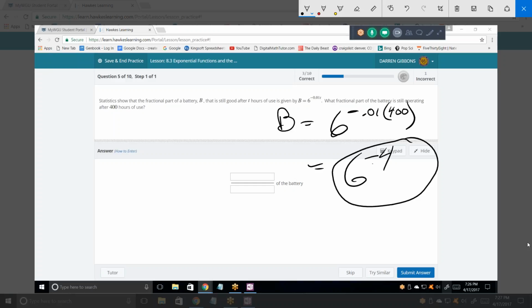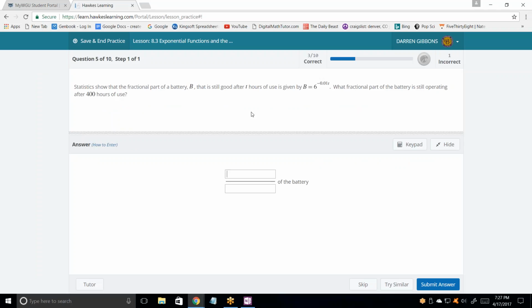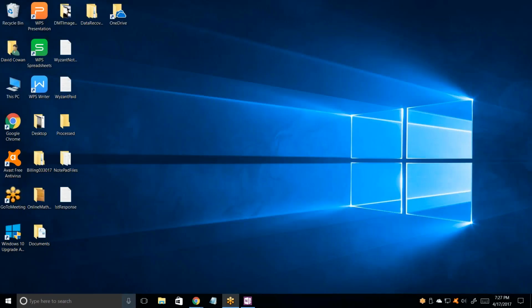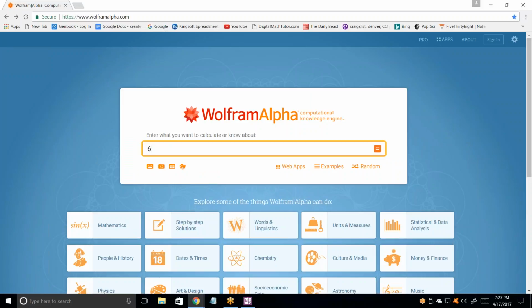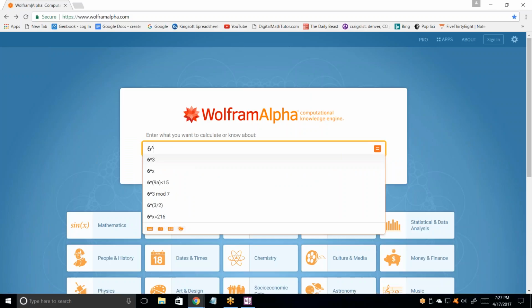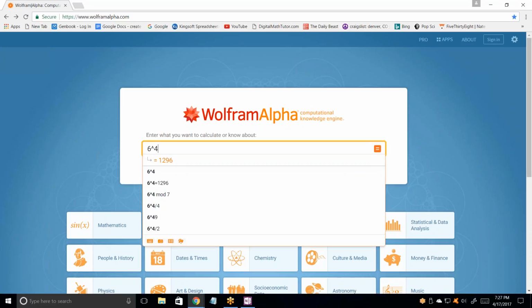Get that on your calculator or on Wolfram Alpha. You know how to do it? You want me to show you? Because I've got Wolfram Alpha up also. I can show you how to put that in there. You type 6, and then the shift above the 6 is that upper arrow key, and 4. That's 6 to the 4th power. And it even gives you the answer before you even finish typing it. It's 1296. Do you get that?